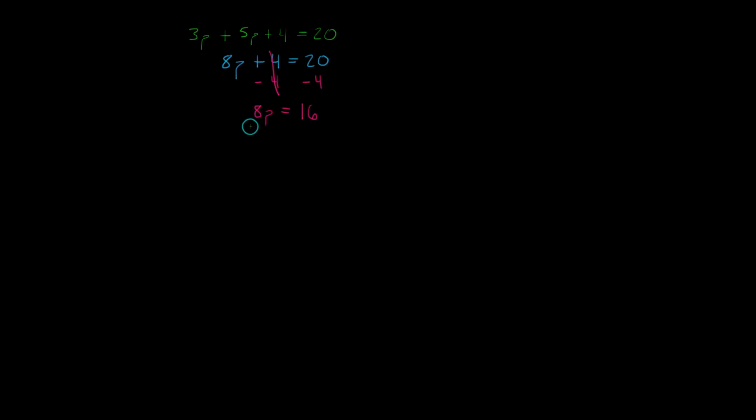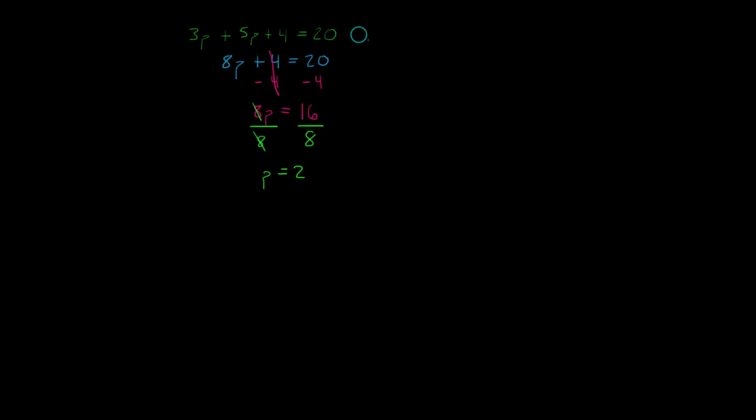Now from here what I'm going to do is I'm going to do the inverse operation of multiplication. So I'm going to divide by 8 on both sides of the equation. Multiplication of 8, division of 8 cancel out. I'm not left with 0, I'm left with 1. So I'm going to bring p down. I'm hiding the 1. It's equal to 16 divided by 8 is 2.